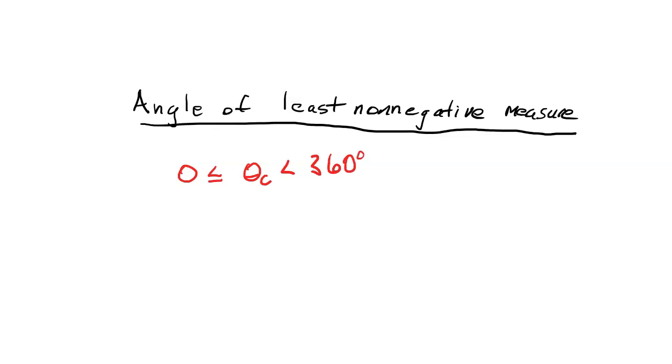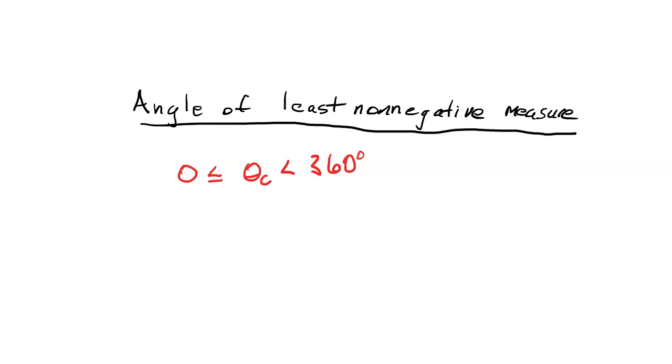So, looking at this range, first of all, it's always going to be a positive angle. But second of all, notice that there's not an equals underlined here. So if you get an angle theta of 360, its coterminal angle of least non-negative measure is 0, not 360. So always go to 0 if you think your theta c might be 360 degrees. And we can do an example of this.